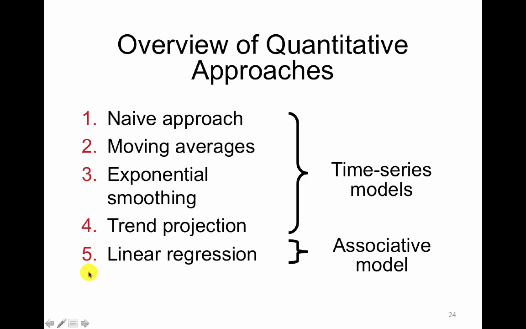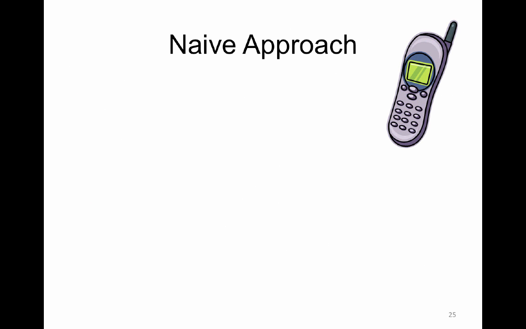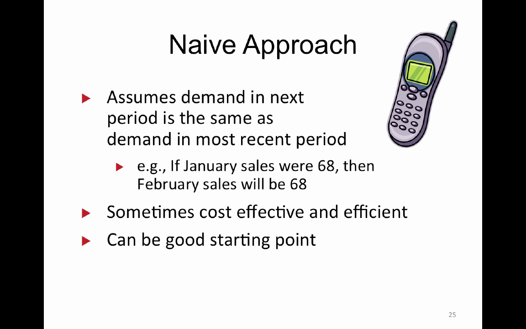Okay, so the naive approach is pretty much what it says. It's naive. So if January sales are 68, then I'm going to say February sales were 68. Okay, so it's picking the last period's demand and just saying that is what we're going to have next period. Very, very simple.